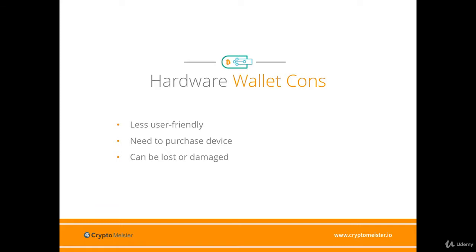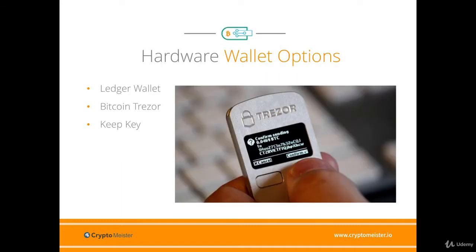However, hard wallets are less user-friendly than web, online or desktop wallets, but easier to use than paper. You must purchase the device first, and they are often out of stock. And due to their small size, they can get lost or damaged. Popular choices for hardware wallets include ledgerwallet.com, bitcointrezor.com and keepkey.com.